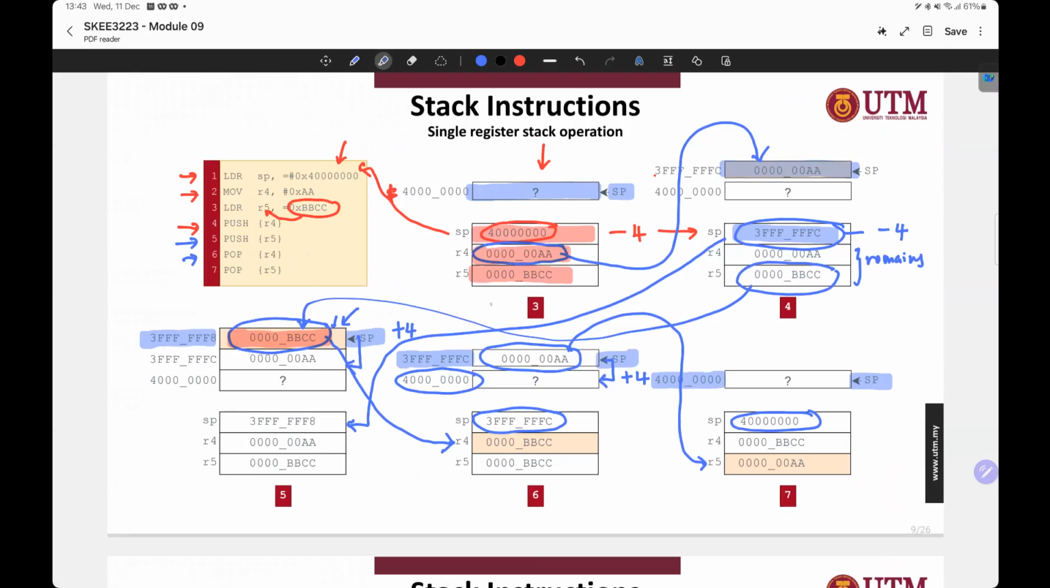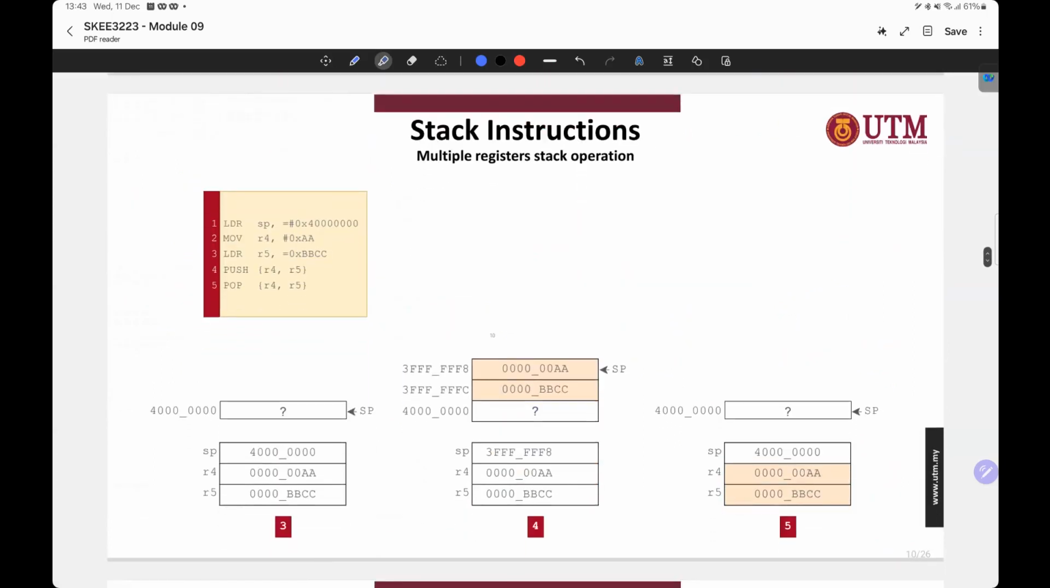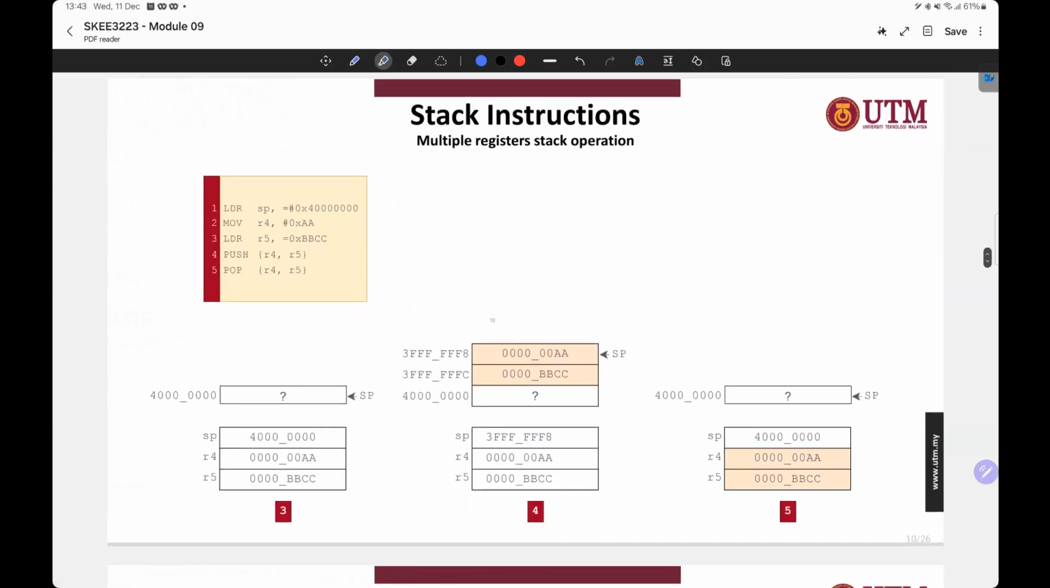Moving on to the next slide, you're going to look at the multiple register stack operation. It means that you're going to send the data to your stack memory with multiple registers, or you're going to retrieve the data from the stack memory also using multiple registers.